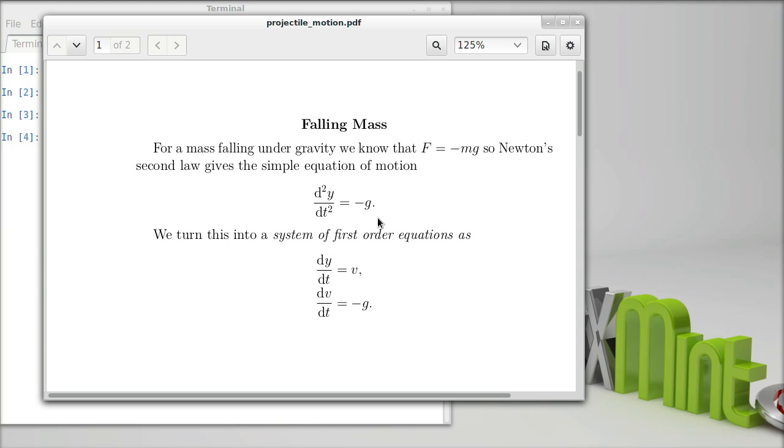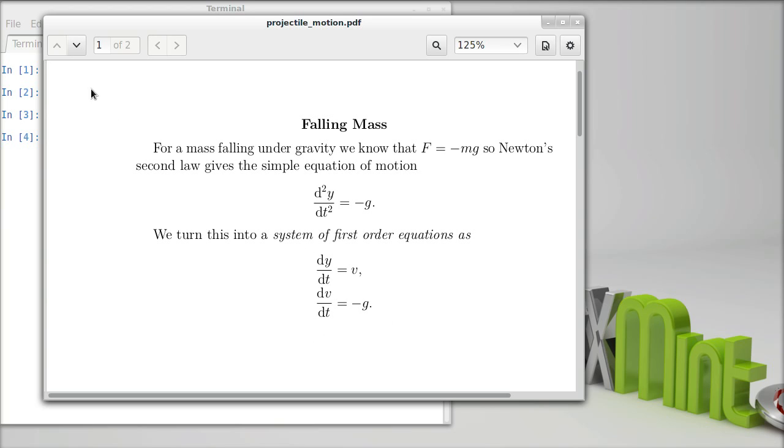ODE-int solves a system of first order differential equations, so we can easily turn this into such a system by breaking it up into pieces. So first derivative dy/dt, let's call that something. Well, in physics we typically think of that as a velocity, so let's call that v. dv/dt, which is the second derivative of y with respect to t, is just given by our equation of motion for constant acceleration, so dv/dt is just minus g. So now we have two first order equations that we can use to plug into ODE-int.